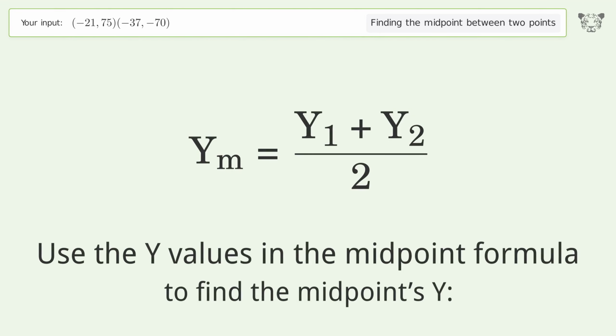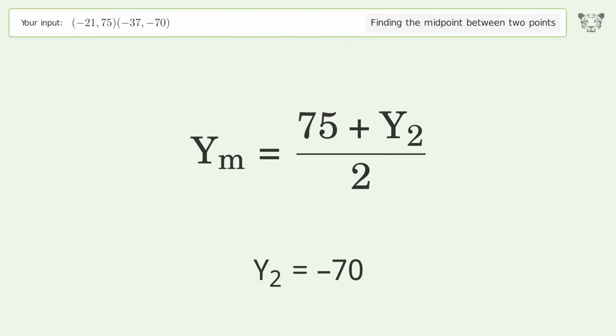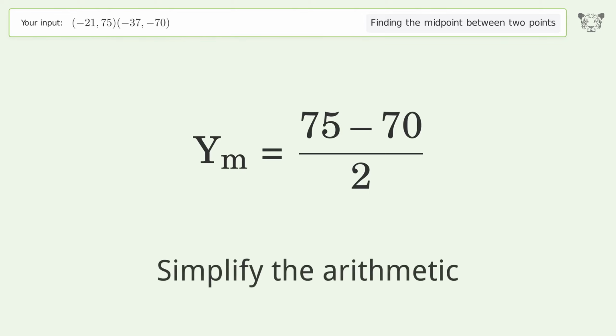Use the y values in the midpoint formula to find the midpoint's y. y1 equals 75. y2 equals -70. Simplify the arithmetic.